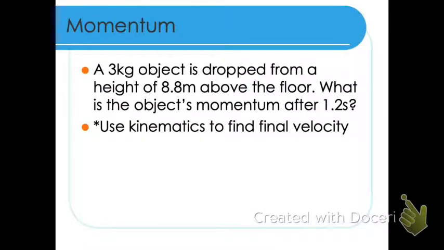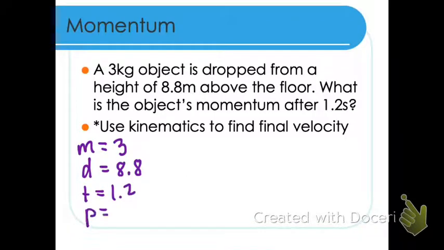Now let's move one step further. An object's dropped from a height of 8.8 meters. What's the momentum after 1.2 seconds? So let's start looking at what we have. If I hadn't given you this clue, let's look at how we could get there. I'm given a mass. I'm given a height or a distance. I'm also given time. But I want to find momentum.